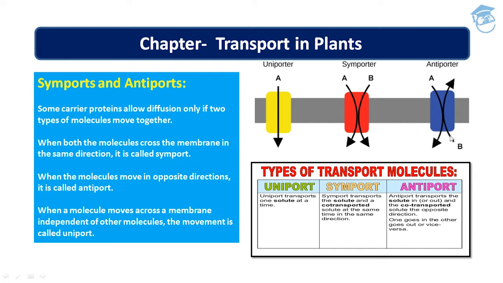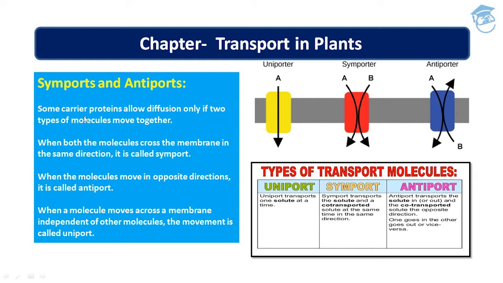And this is antiport, wherein this is one solute and this is another solute, present on either side of the membrane, and they move in the opposite direction. So in an antiport, they move in opposite directions. And when a molecule moves across a membrane independent of another molecule, then that process is called uniport. I hope all these three are clear to you. These are the transport molecules: uniport, symport, and antiport.